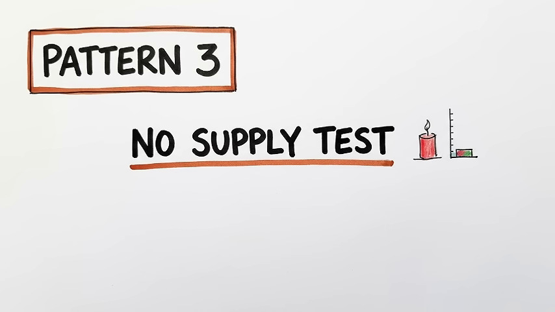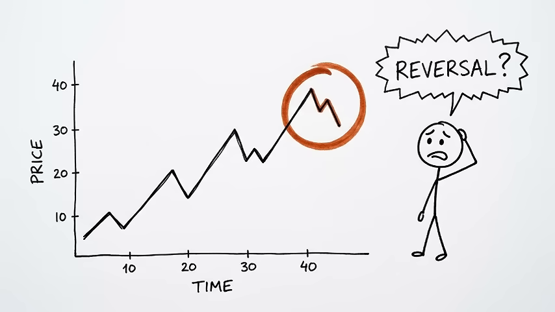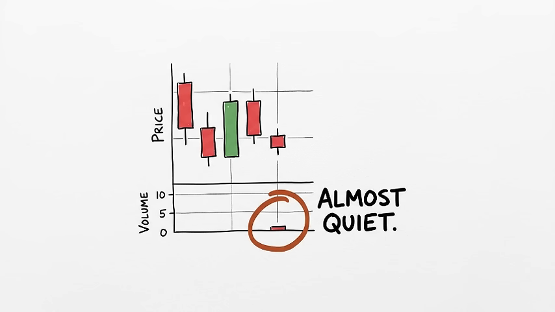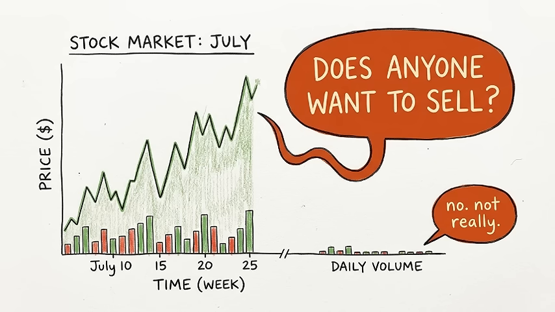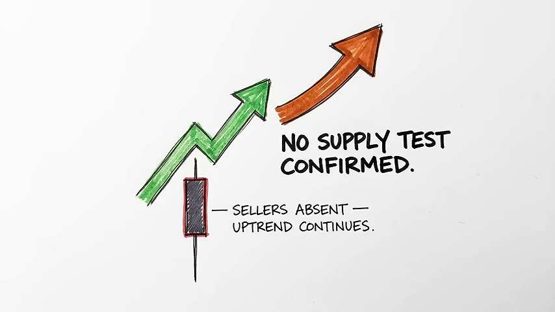Pattern 3. No supply test. After a sustained uptrend, price pulls back slightly. You get concerned. Is this a correction turning into a reversal? Then you look at the volume on that pullback. Small red candle. Volume is very low, almost quiet. The market is asking a question. Does anyone want to sell here? And the low volume is answering, no, not really. That is a no supply test.